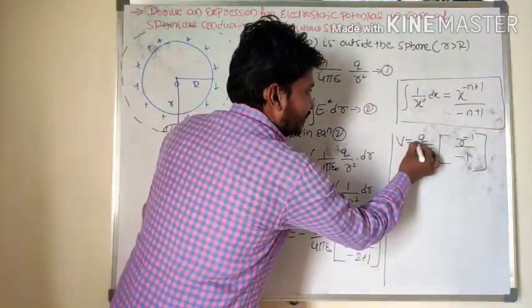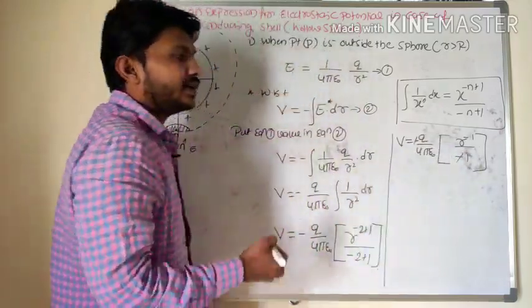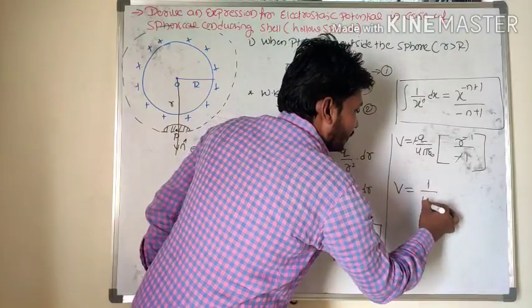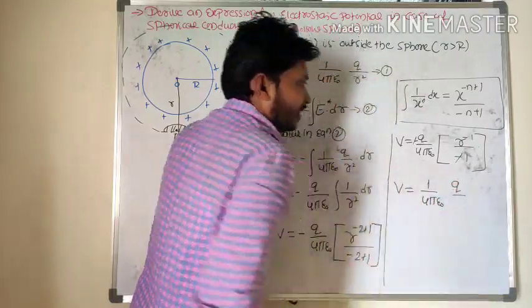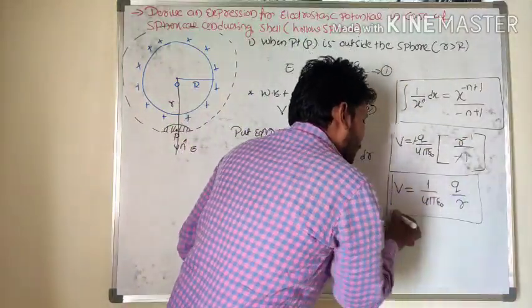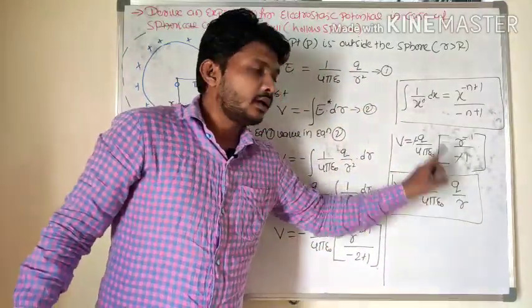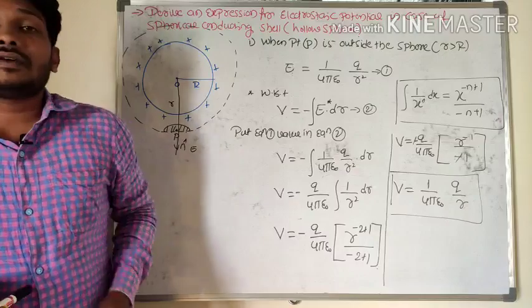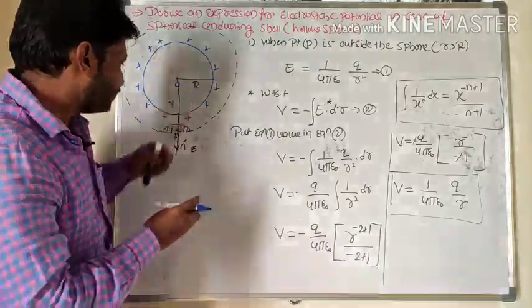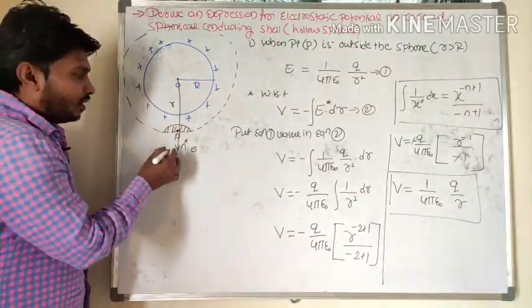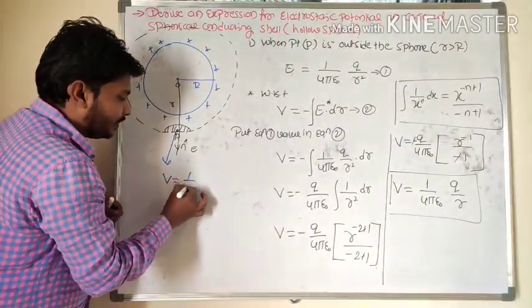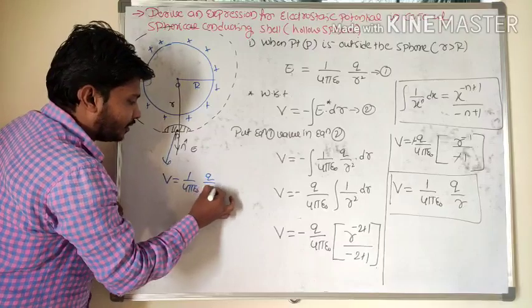Sorry, a negative sign is there, so I will take the negative sign and it will get cancelled out here. I can rewrite this equation as 1 by 4 pi epsilon naught q divided by r to the power of minus 1, taking it into the denominator. So V is equal to 1 by 4 pi epsilon naught q by r. Again I got the same equation as you derived for the electrostatic potential of an isolated point charge. The electric potential at a point of observation outside the sphere is V equal to 1 by 4 pi epsilon naught q by r.